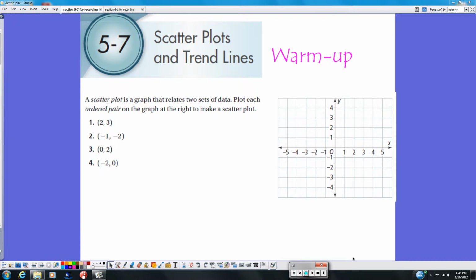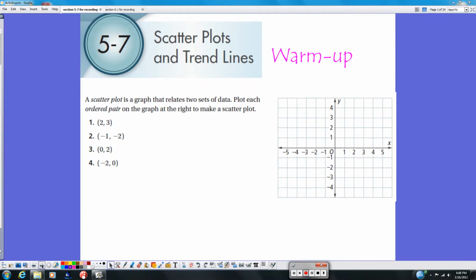Welcome to Section 5.7. In Section 5.7, we'll be looking at scatter plots and trend lines. For a warm-up, I want you to create a scatter plot. A scatter plot is a graph that relates two sets of data. So to do this, we're going to plot each ordered pair on the graph to make a scatter plot. So go ahead and plot those 4 points.